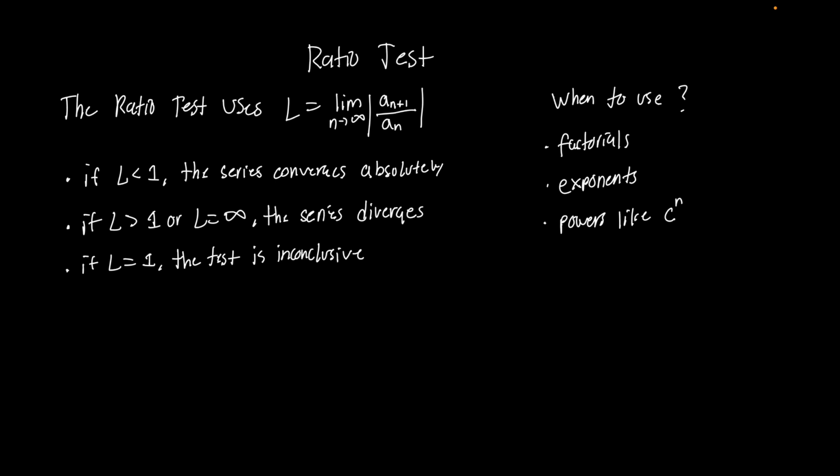So when should we be using this test? The ratio test is a good choice when your term has factorials, which look like this, the exclamation mark, or you have exponentials, or powers like c to the n. Because if you think about it, when you compare the n plus 1 term to a sub n, they simplify pretty cleanly. And we will see this more later in examples.